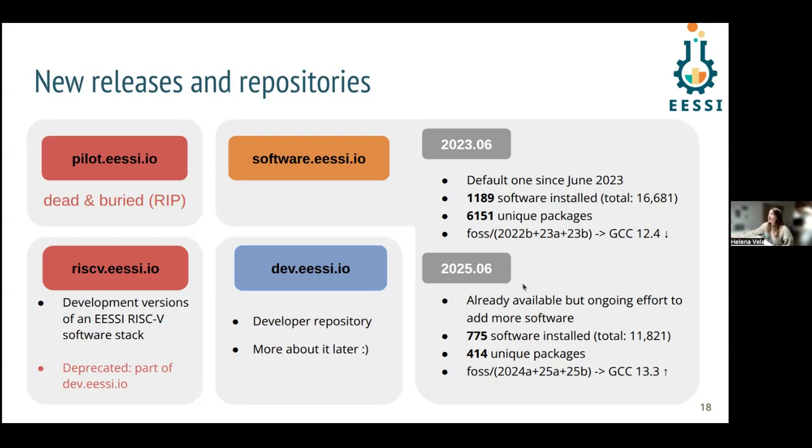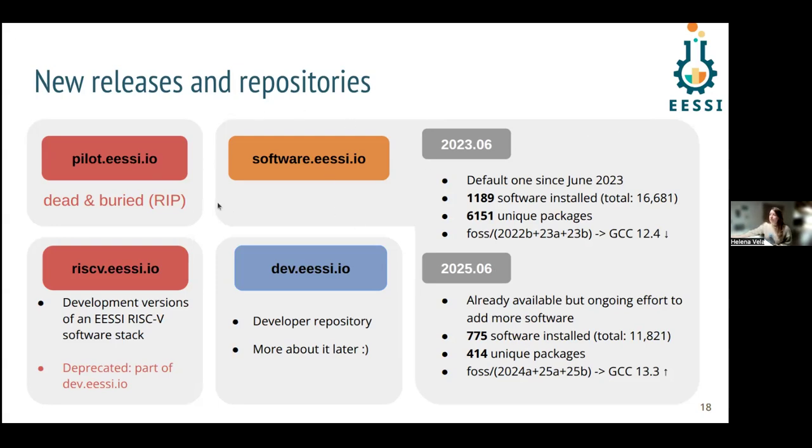And now there's a newer version, the 2025.06, which is already available, but there's quite an effort to add more software. And then you will find 700 plus software installed and 400 unique packages. And the software there is compiled with newer toolchains, and you will find applications compiled with GCC versions from 13.3 up. This is for the production ones.